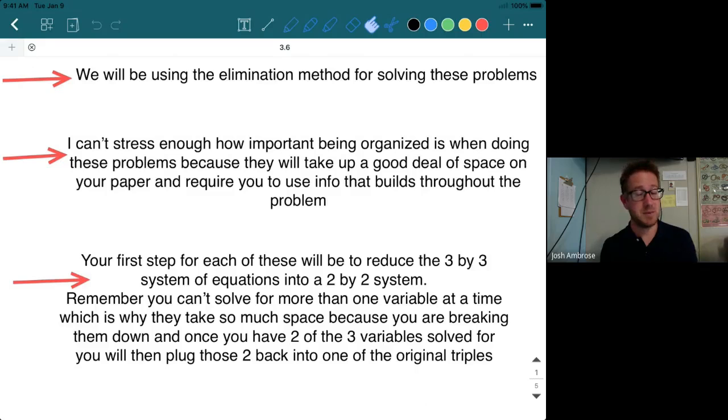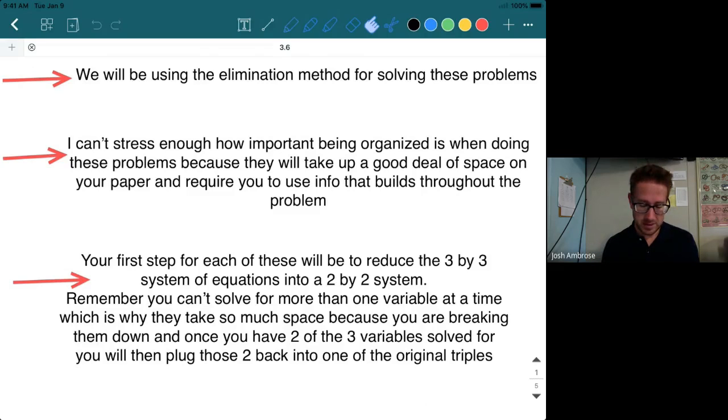You're going to find that these problems can take a good deal of space. So do not cramp your work all together, because then it will get very confusing about what equation is now being used for what purpose. Okay, you're going to see what I mean here pretty soon.